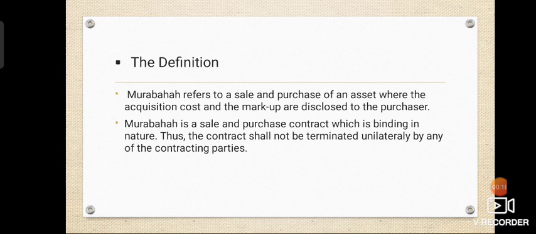Okay, the definition. Murabahah refers to a sale and purchase of an asset where the acquisition cost and the markup are disclosed to the purchaser. Murabahah is a sale and purchase contract which is binding in nature. Thus, the contract shall not be terminated unilaterally by any of the contracting parties. Murabahah means both parties, the seller and the purchaser, must have the agreement of the price before making the transaction.